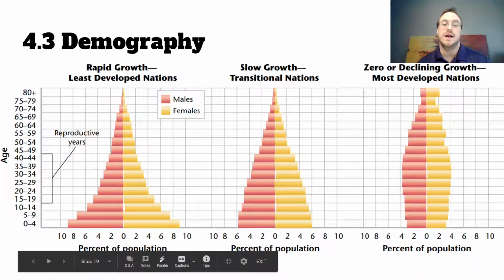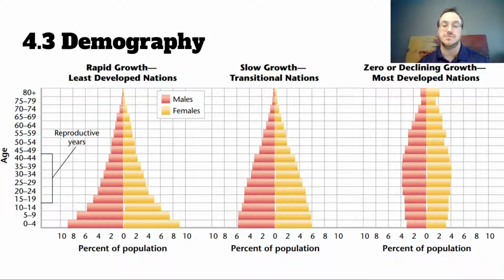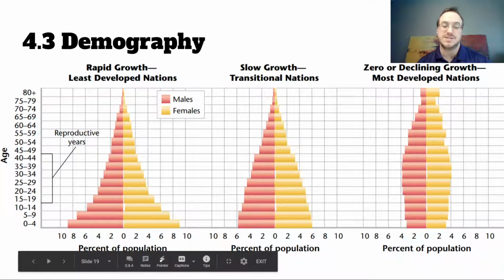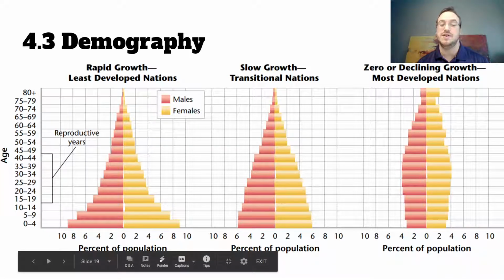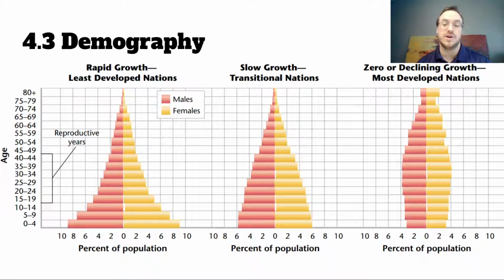Right? But as that nation continues to be more and more developed and is in transition, we call it a transitional nation or a growing population. That curve is going to get flatter. So it's still going to be kind of a cone or a pyramid, but we're going to see smoother lines here as there are less and less younger people dying and more able to move into those reproductive years and have kids. It also means more people are growing to live longer, right?